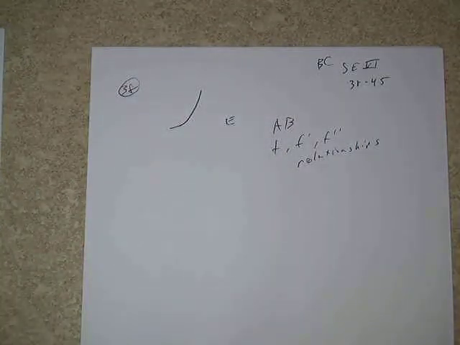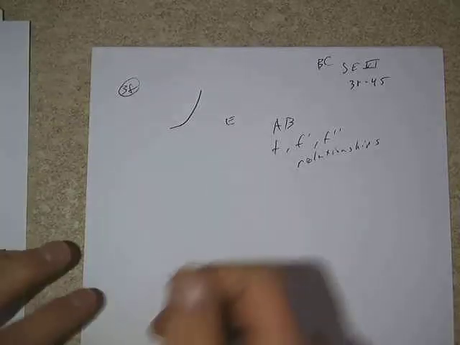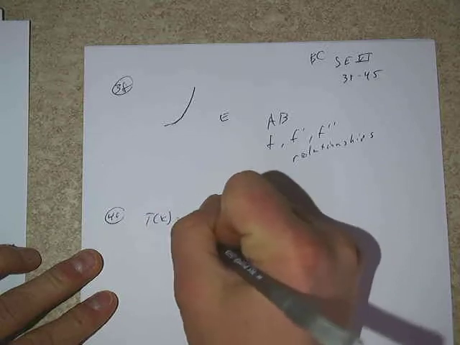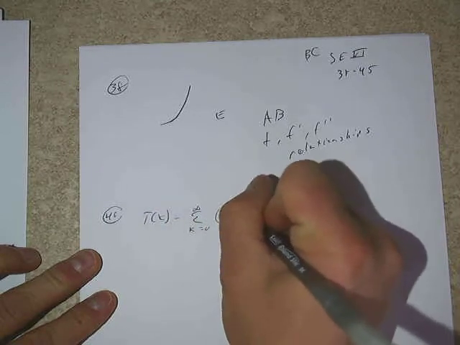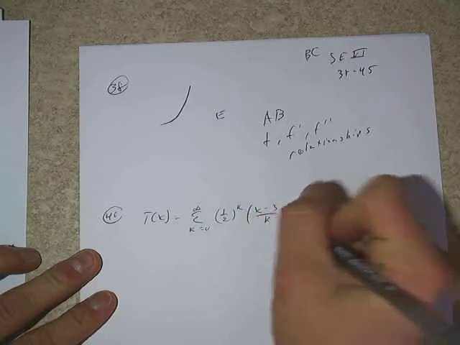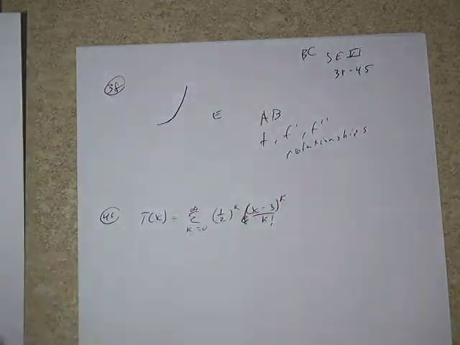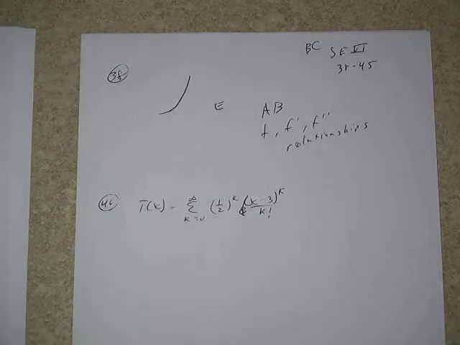What else? Through 41. On 40, we have a t of x function. And we're going from 0 to infinity, 1/2 k, and then x minus 3 to the k. This is that over k factorial.